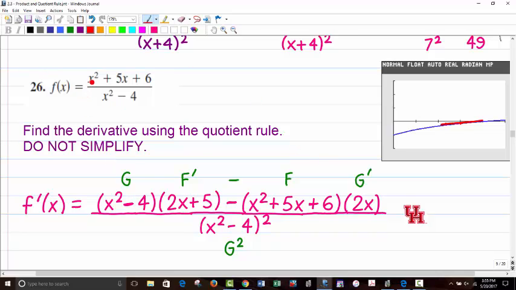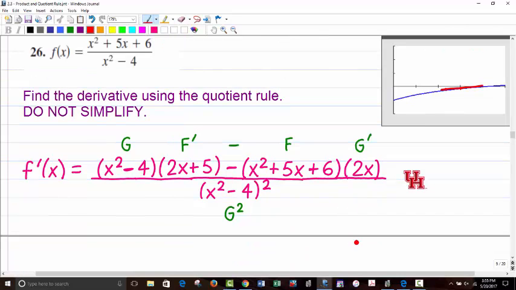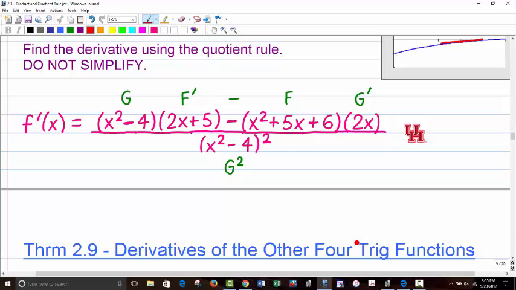Bottom times the derivative of the top. The derivative of the numerator would be 2x plus 5, minus the top function times the derivative of the bottom, which will be 2x, all over the bottom squared. So technically, this answer, f prime of x equals this, is the derivative. But yeah, you could plow through that numerator and simplify a bunch of other terms, but that's only if necessary, and I don't see it being necessary for this particular problem by any means.